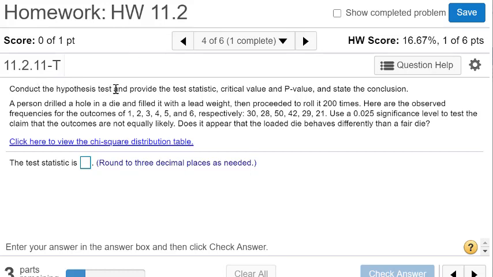It says to conduct a hypothesis test and provide the test statistic, critical value, and p-value, and then state the conclusion. It says here that a person drilled a hole in a die and filled it with lead weight, then proceeded to roll it 200 times. Here are the observed frequencies for the outcomes 1, 2, 3, 4, 5, and 6 respectively: 30, 28, 50, 42, 29, 21.